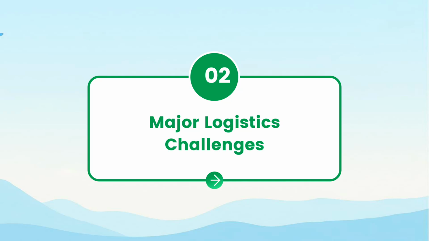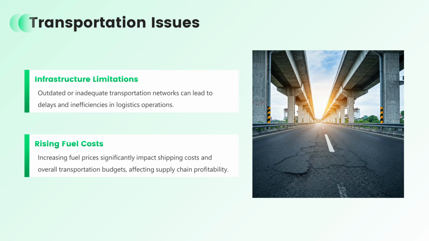Transportation is a backbone of logistics, but it brings real problems when infrastructure is outdated or fuel prices spike. Poor roads, congested ports, and limited rail capacity cause delays and inefficiency. And when fuel costs rise, they quickly squeeze margins, forcing shippers to delay shipments, reroute containers, or raise prices to keep operations viable.